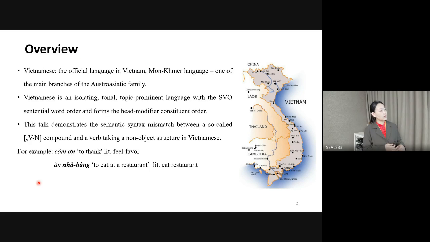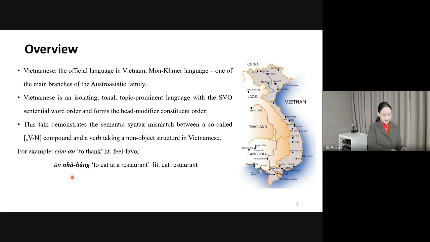In this talk, I just show a syntax and semantics mismatch between two structures in Vietnamese. In the literature, they call the first a verbal compound, and I take an example here: cảm ơn. The second structure is a verb taking a non-canonical object; for example, we take something at a restaurant, and we can say ăn nhà hàng, like this.